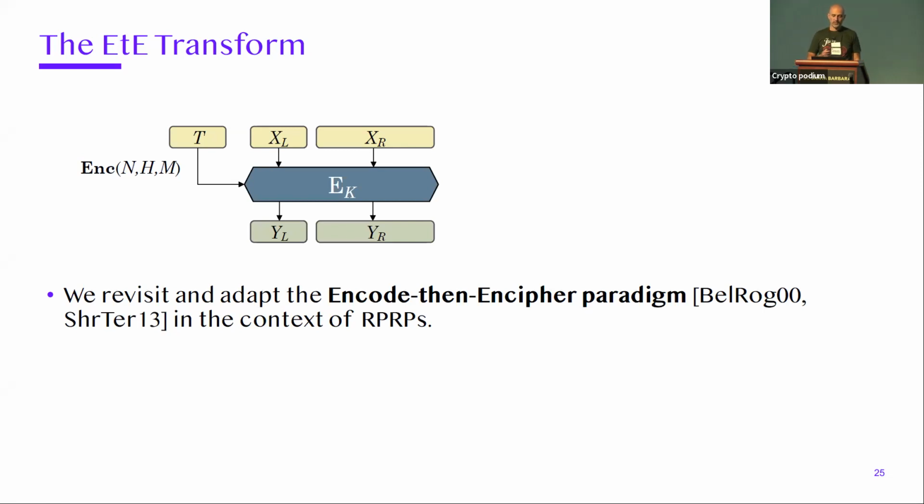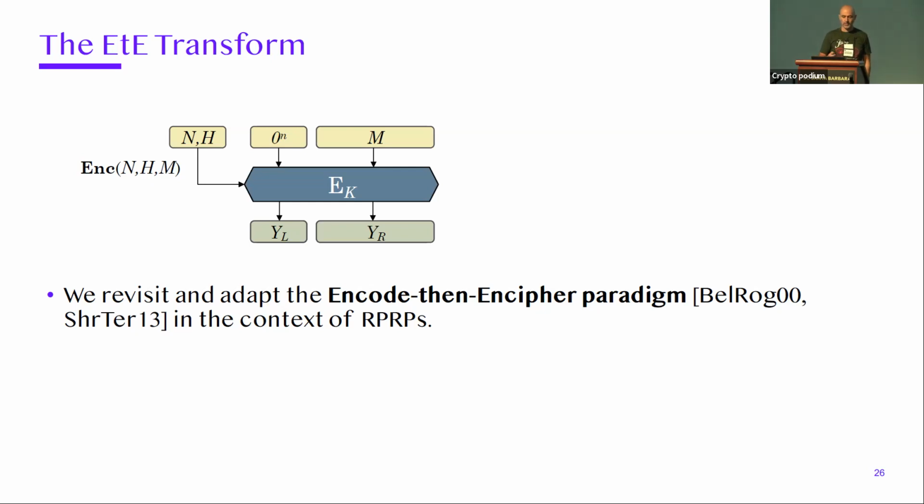And however, both of these works require that the cipher satisfy the stronger notion of SPRP security. And in this work, we revisited this paradigm, but we'll make do with the weaker notion of rugged PRPs. So our first construction is the Etd Transform.